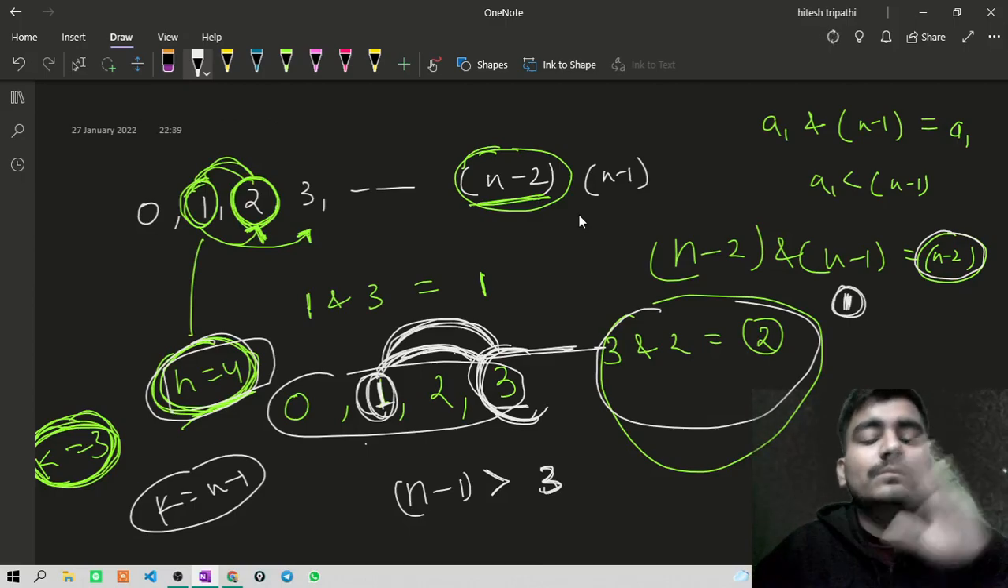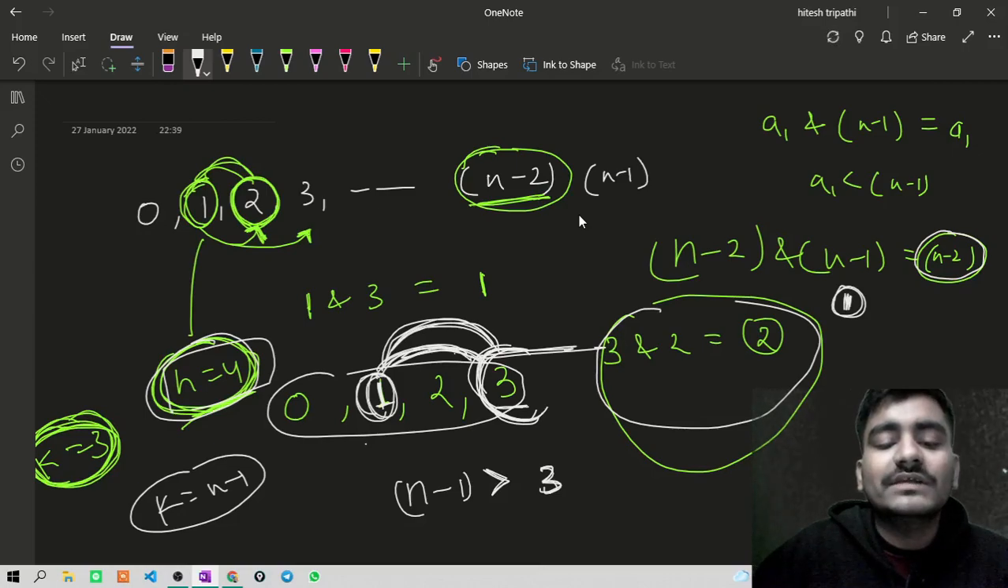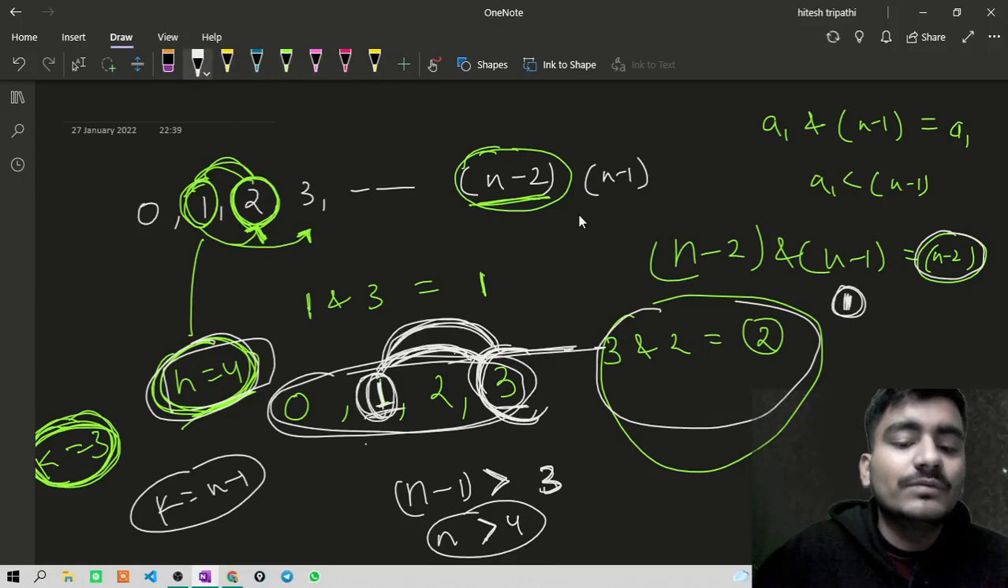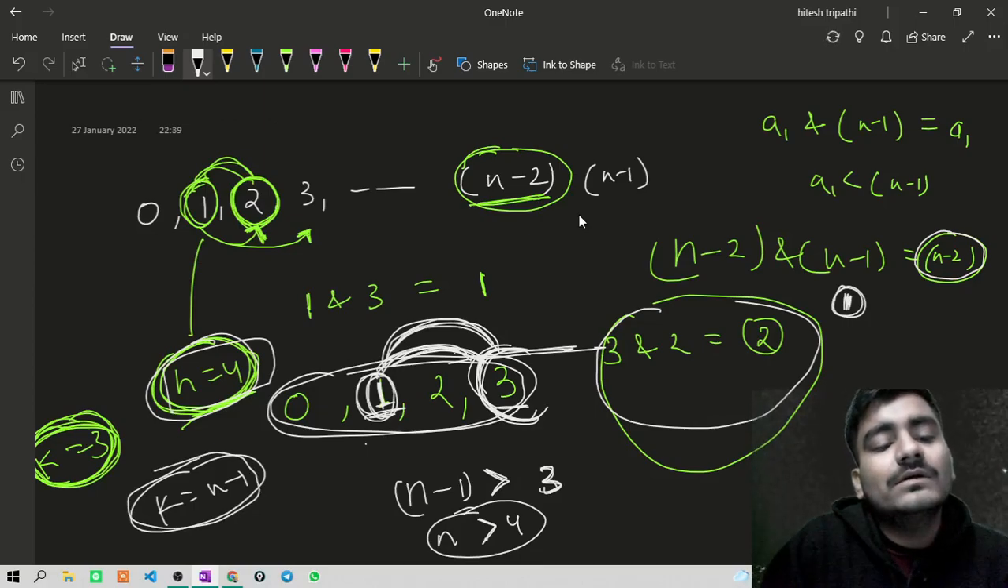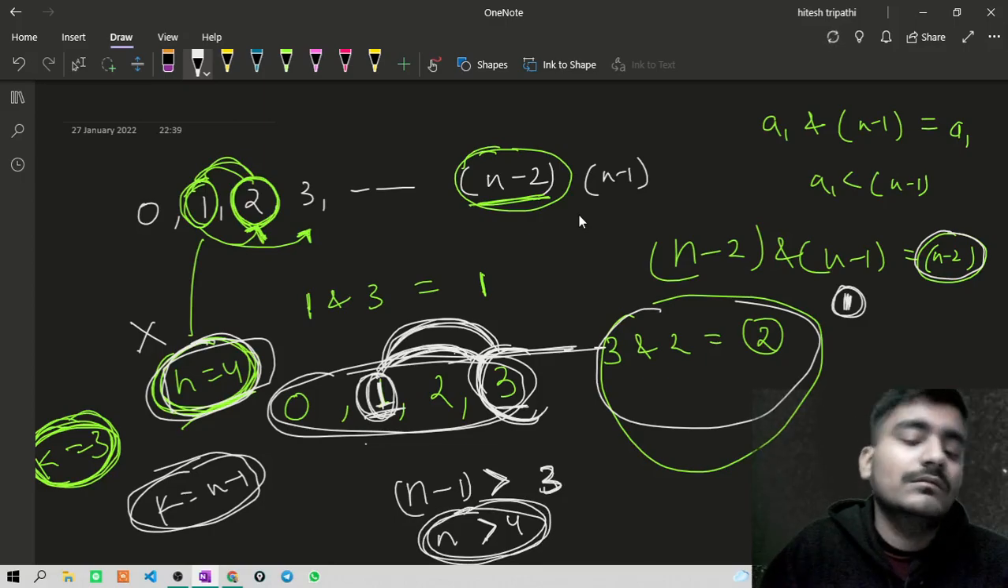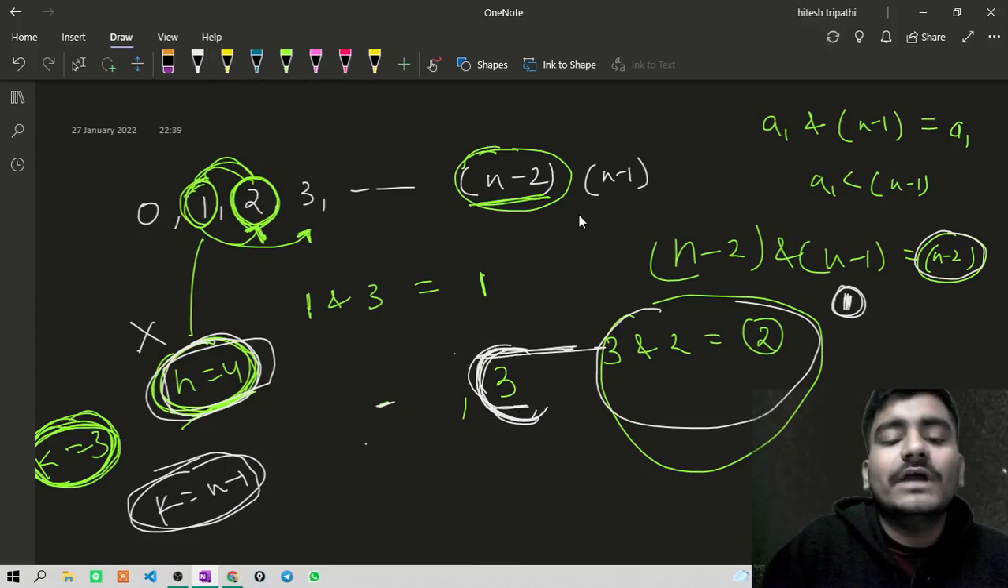So you can see like this also that n minus 1 should be greater than 3, or n should always be greater than 4, not equal to 4. The equals to 4 case is not valid for me, so you can take it this way also. So what I am telling is that whenever k is equal to n minus 1, n equals 4 is not a valid case and n must be greater than 4. That will be a valid case. So now let's just discuss for n greater than 4.